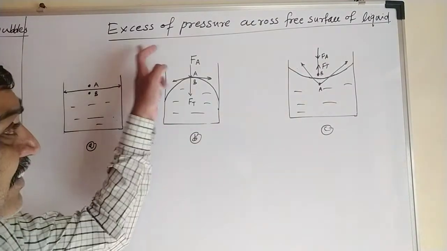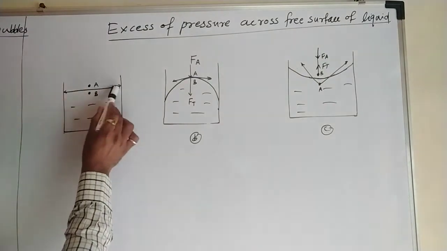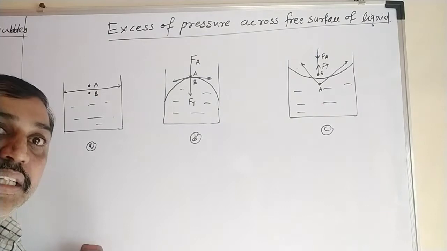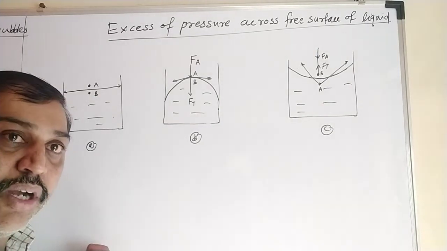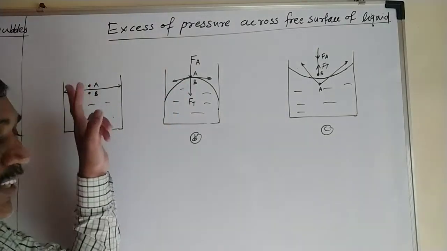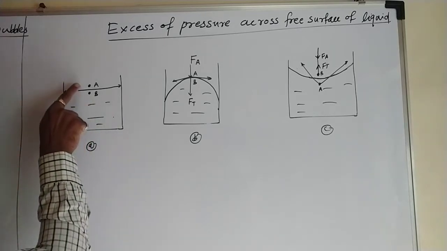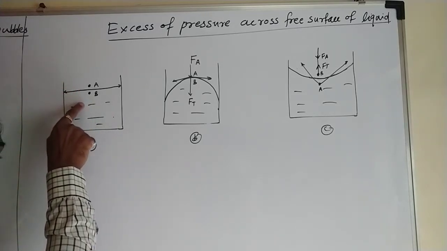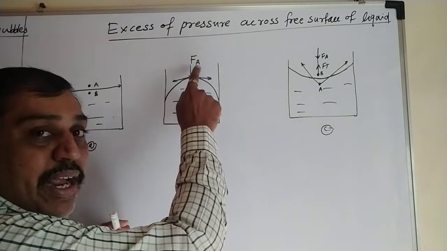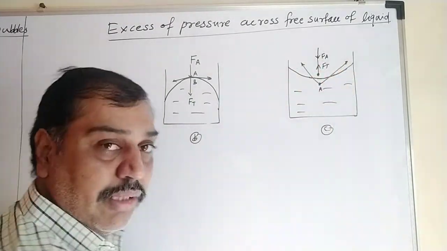Now let's go here. What we have to see is the excess of pressure across the free surface of a liquid. So this is the free surface, this is again a free surface, and this is again a free surface of the liquid. Their shape changes according to the different types of liquid we have taken. Now what are the pressures across this surface? To consider that, let us consider two points A and B. A is a point a little bit above the surface, B is a point a little bit below the surface, inside the liquid. Same thing here, A above, B below. Again here the same.